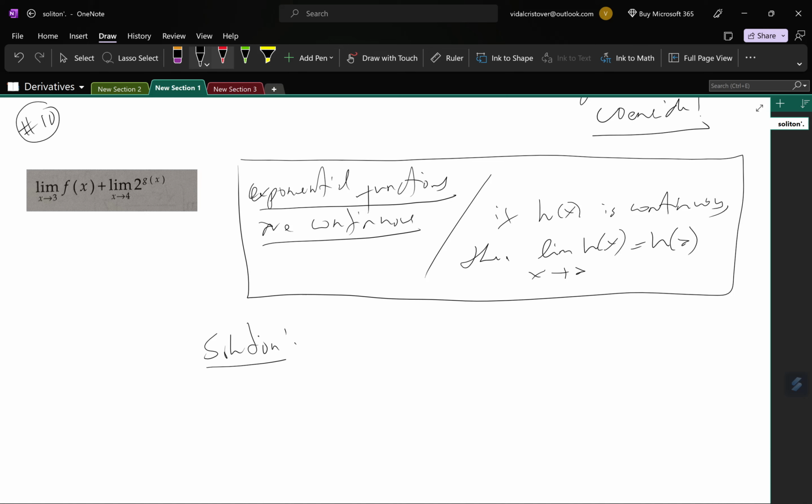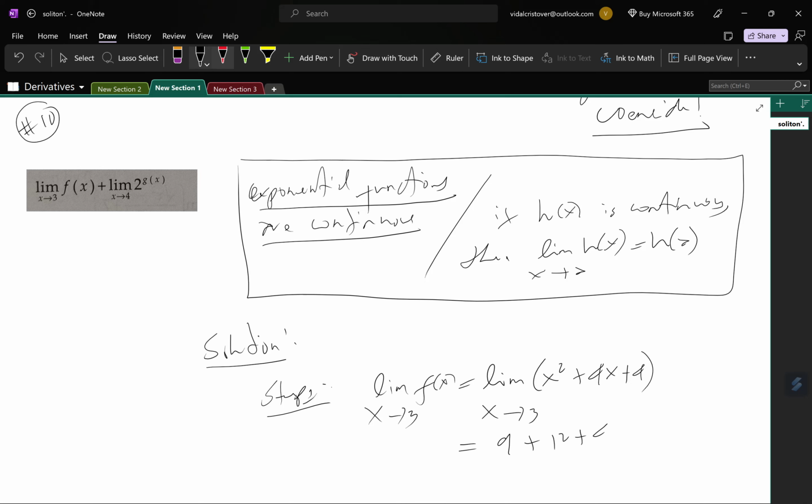So first, pangitawon sa nato ang limit ni f of x. So step 1, the limit of f of x as x approaches to 3 is the same as the limit of x squared plus 4x plus 4 as x approaches to 3. So this is equal to 9 plus 12 plus 4. This is equal to 25.